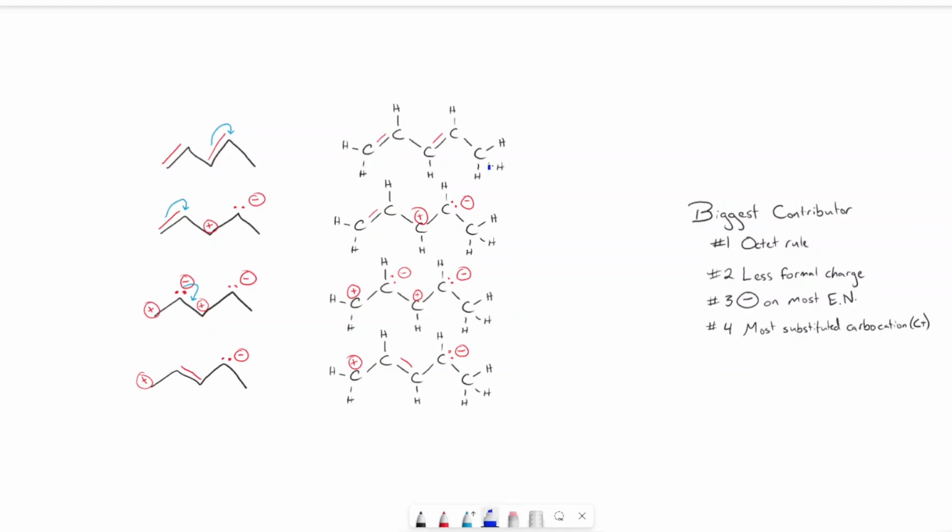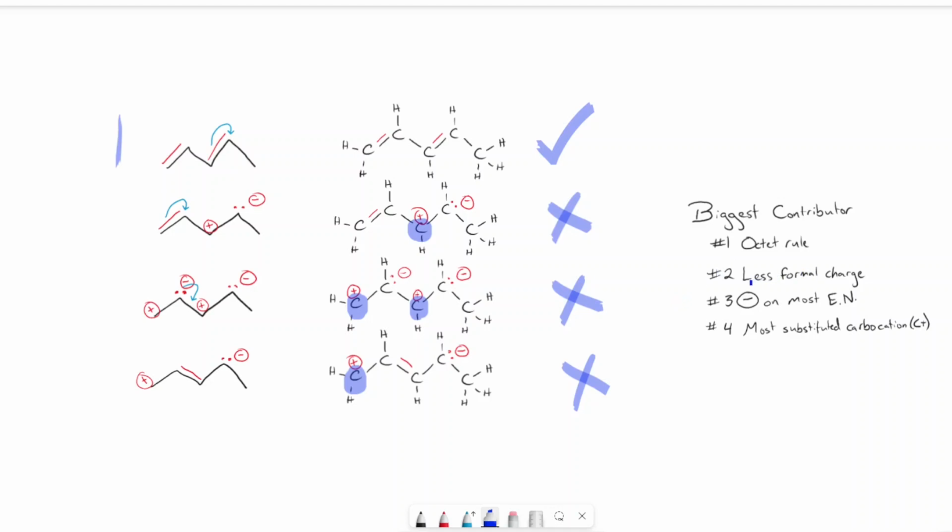If we look at this first structure here, each of the carbons has their full octet. So we'll put a big check mark. On this next one, we see we have a carbon here that only has 6 electrons. This next one, we have a carbon here and a carbon here that only have 6 electrons each. On the last one, again, we have a carbocation, only 6 electrons. From this, we see that we have a winner. This is the biggest contributor. If we want to continue to rank each of these, we can move on to the second rule.